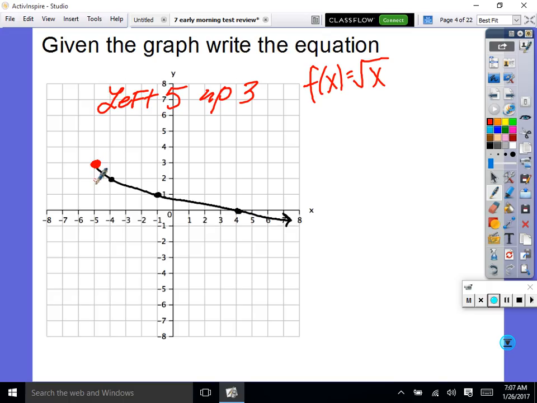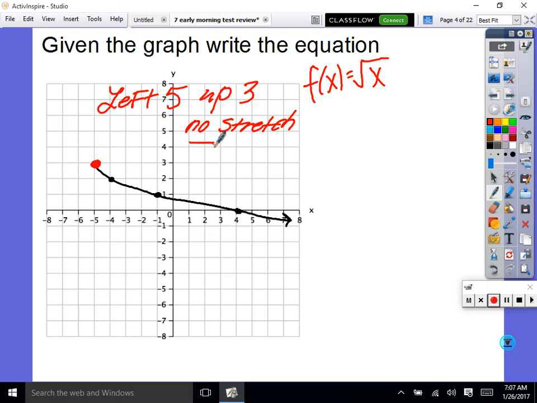Now let's see if there's a stretch or compression. So it's over 1, down 1. So there was no stretch or compression. If it was over 1, down 3, then it would be a stretch of 3, right? So we're over 1, down 1, so there's no stretch or compression. And it's flipped upside down. So that is a negative in front, a reflection over the x, right?